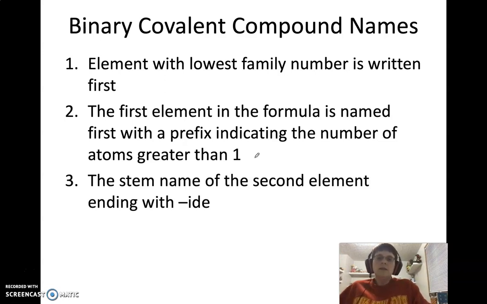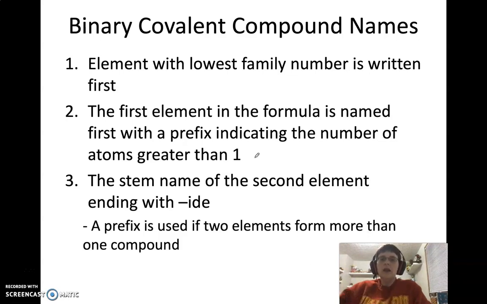The name of the second element is going to end with "ide," and we call that the stem name. So that would be like bromide. The element is bromine, so we're going to take the first part, the stem name, brom, and then stick "ide" on the end of it in order to make that second element name. And we're going to put a prefix on this one if, again, the prefix is used if 2 elements form more than 1 compound. So not if we've got more than one atom, but if we've got more than one option for this compound.